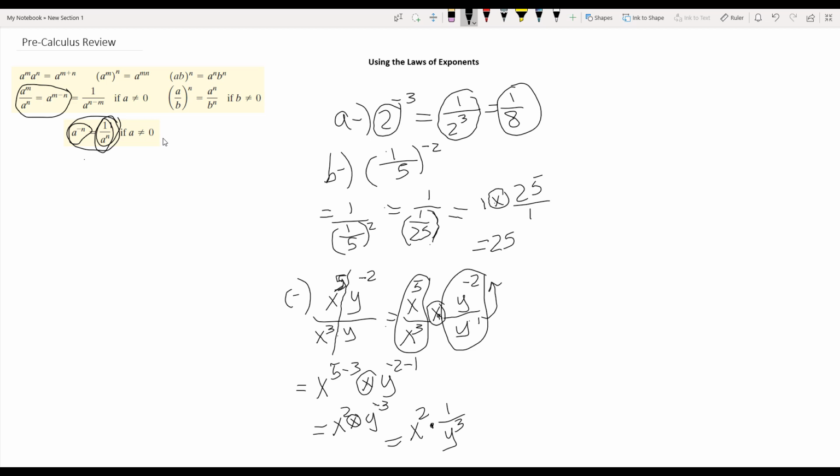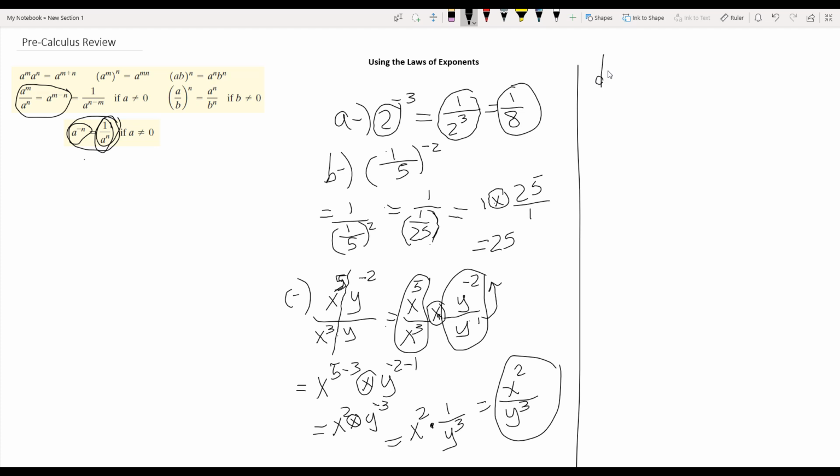And as we multiply, our solution will be x squared over y to the third power. Can't get any easier than that. So that will be our answer. Okay, so now let's split here and let's keep working on this side.